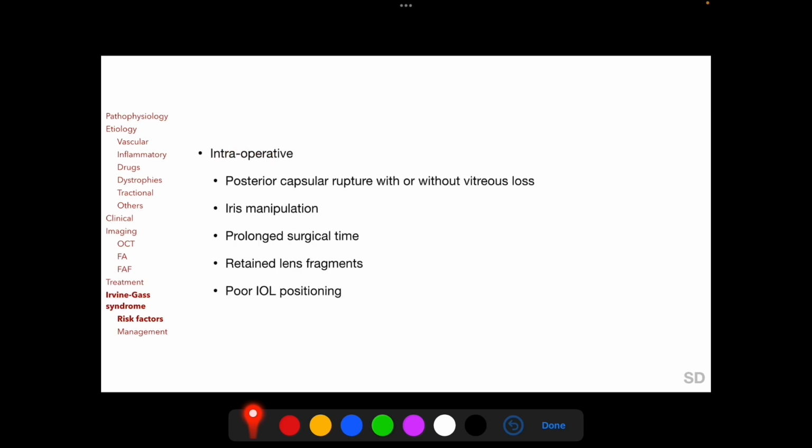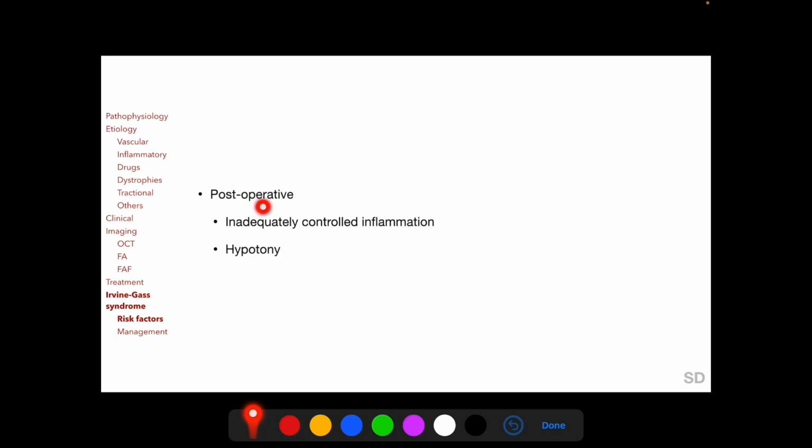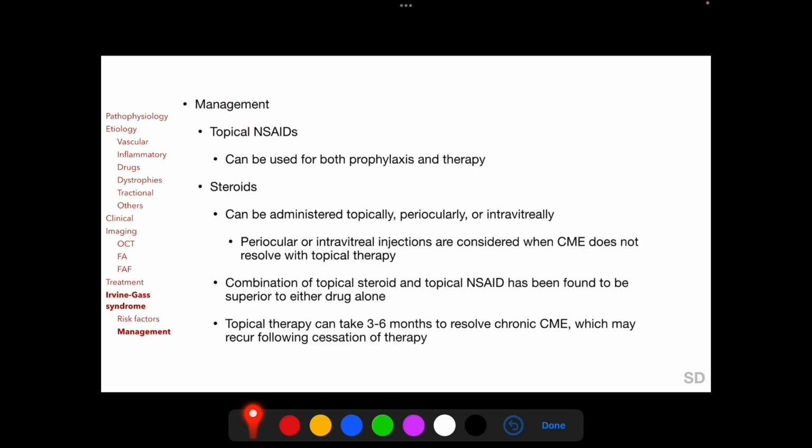Intraoperative risk factors include posterior capsular rupture with or without vitreous loss, iris manipulation, prolonged surgical time, retained lens fragments, and poor IOL positioning. And postoperative risk factors include inadequately controlled inflammation and hypotony. Management of Irvine-Gass syndrome includes topical NSAIDs, which can be used for both prophylaxis and therapy, and steroids, which can be administered topically, periocularly, or intravitreally.